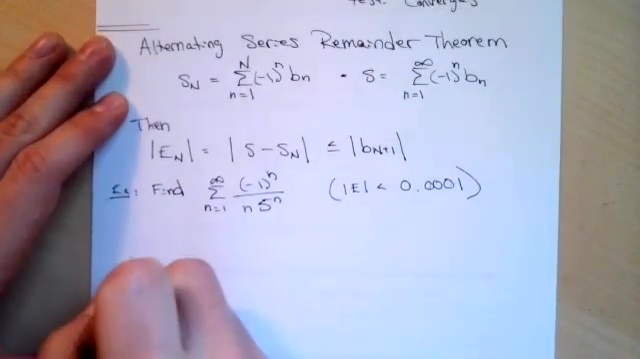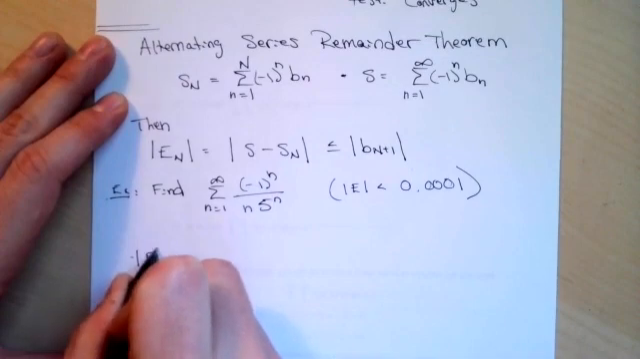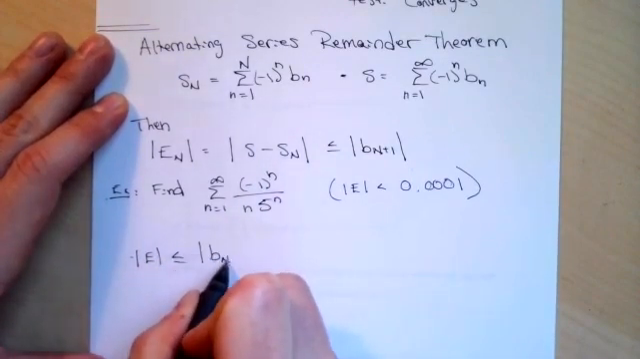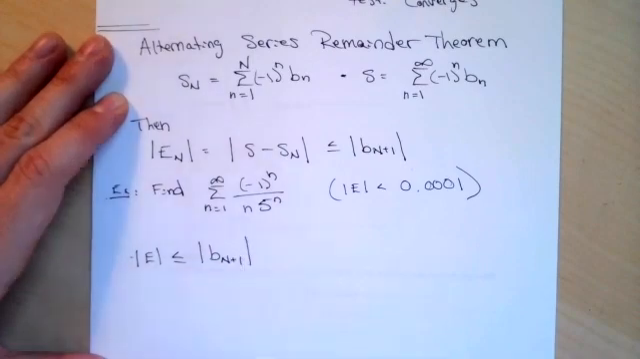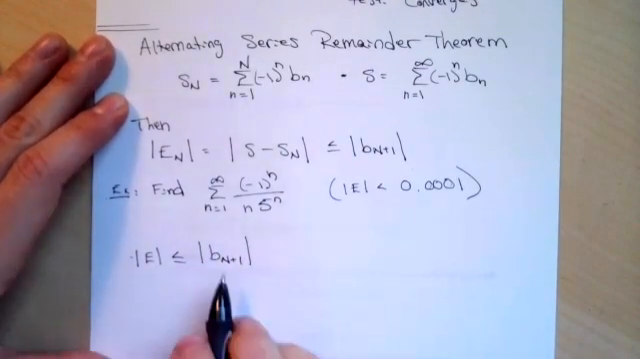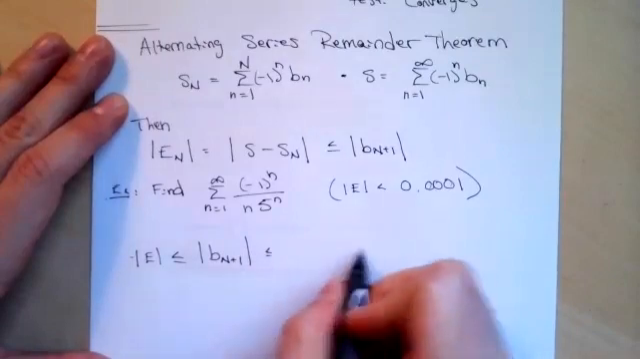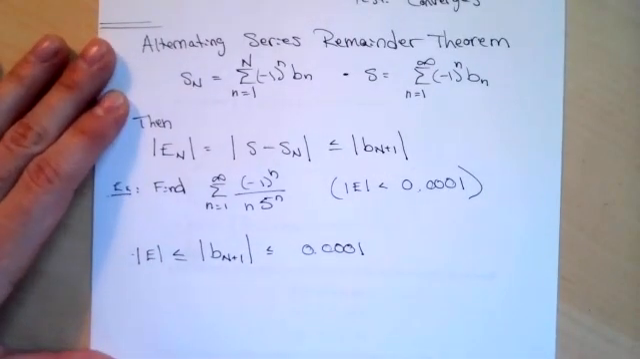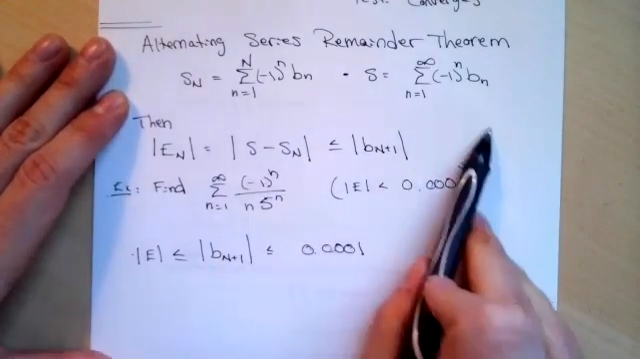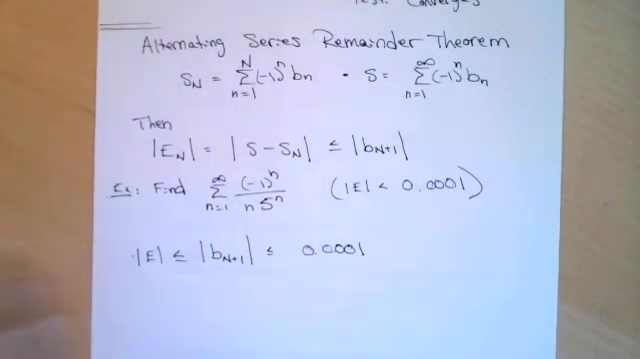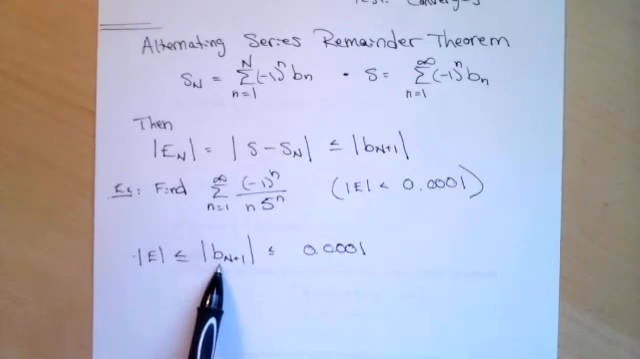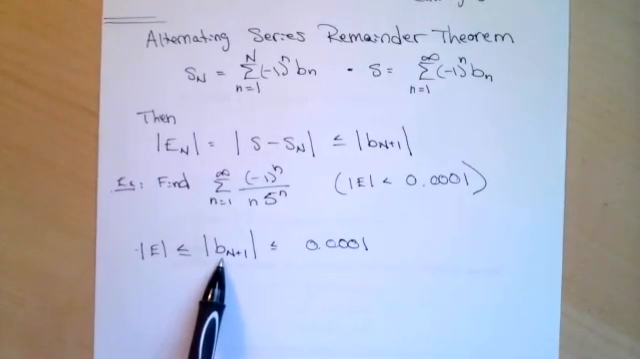So all we know is that the margin of error is always going to be less than or equal to the absolute value of the n plus first term. And then since we want that to be less than 0.0001, we just put that in. If we can make the n plus first term less than that, then I know that the error will be less than that. And this will tell us how many terms we need to add up.